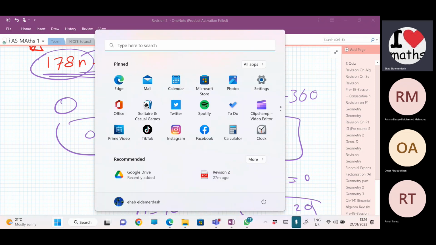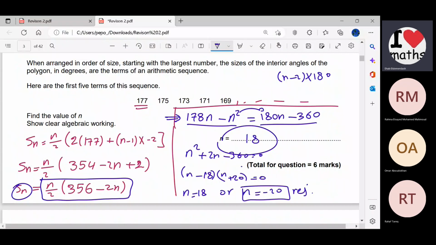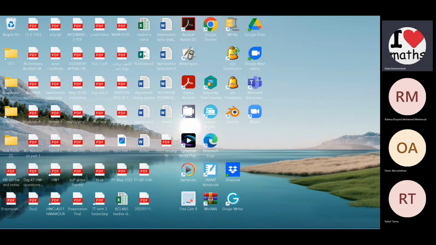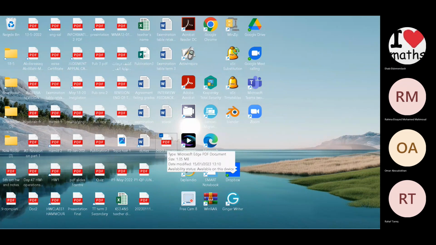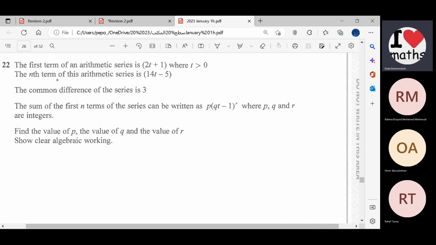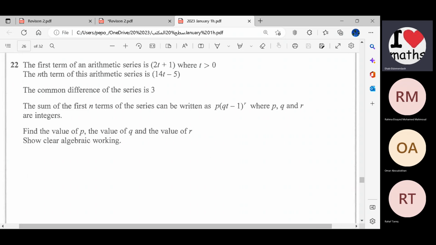Since we are still talking about sequences, let's go for another question related to sequences. It came last year and it was so difficult as well. We gave it to some students in AS and they were not able to do it. The question: the first term of an arithmetic series is 2t plus 1, where t is greater than 0. The nth term is the general term.